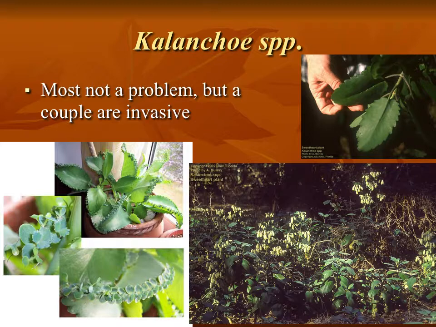But the ones that are typically the problem are the various mother of millions, or cathedral bells is another name used for some of these. Usually they have serrated leaves, as you can see in the upper right hand photograph. And if you look at the lower left hand photograph, you can see that this particular species of kalanchoe, I don't know which one, so Kalanchoe sp., has all these little plantlets along the margins of the leaves.